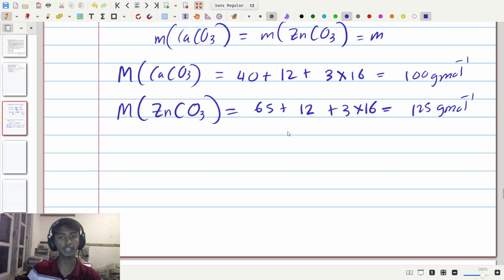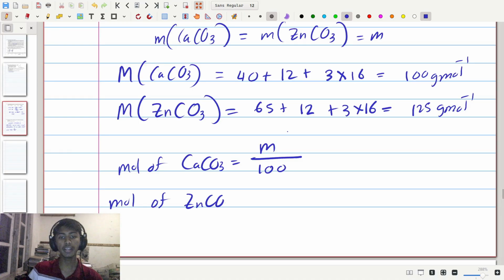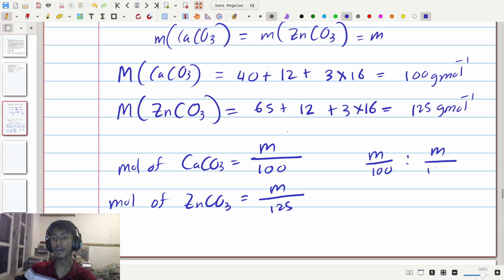Now according to that, we can see the moles of calcium carbonate is equal to m divided by the molar mass of 100 gram per mole, so m divided by 100. And also the moles of zinc carbonate is equal to m divided by the molar mass of 125. Now if we simplify, you can see the ratio of m over 100 to m over 125 is equal to the ratio of 125m to 100m, which is equal to the ratio of 125 to 100, which is equal to the ratio of 5 to 4.